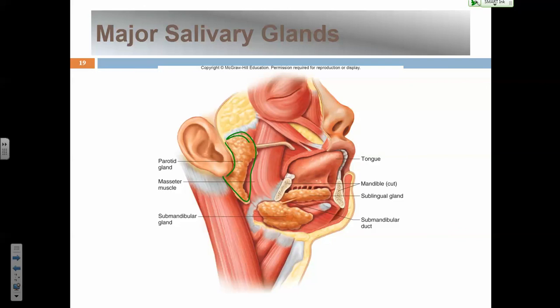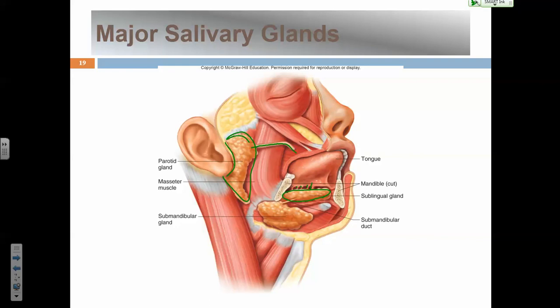But anyway, it affects the ear, obviously. But that's the largest salivary gland. You see how there's a duct that empties into the oral cavity? You don't have to name the ducts. And then underneath the tongue is the sublingual salivary gland. And it has little tiny ducts that empty onto the floor of the mouth.